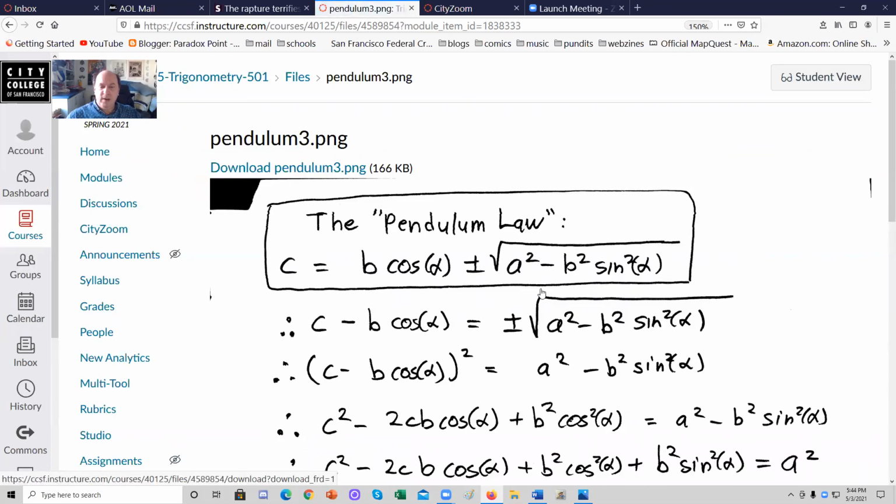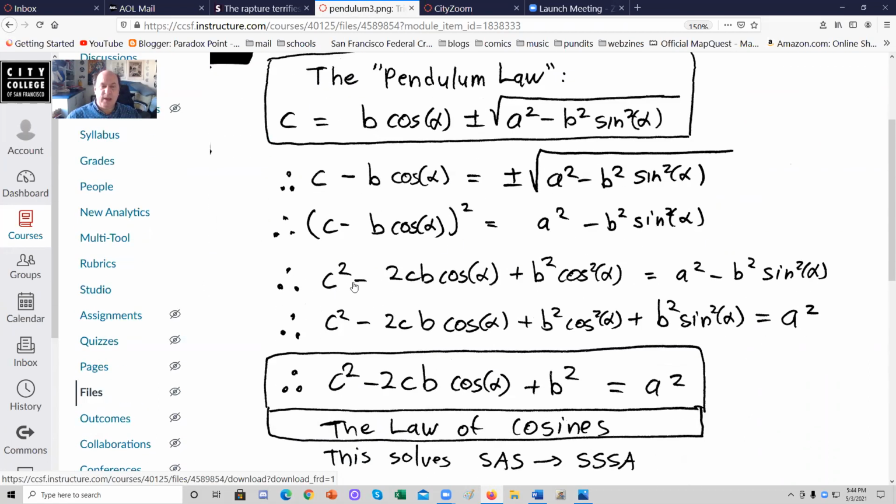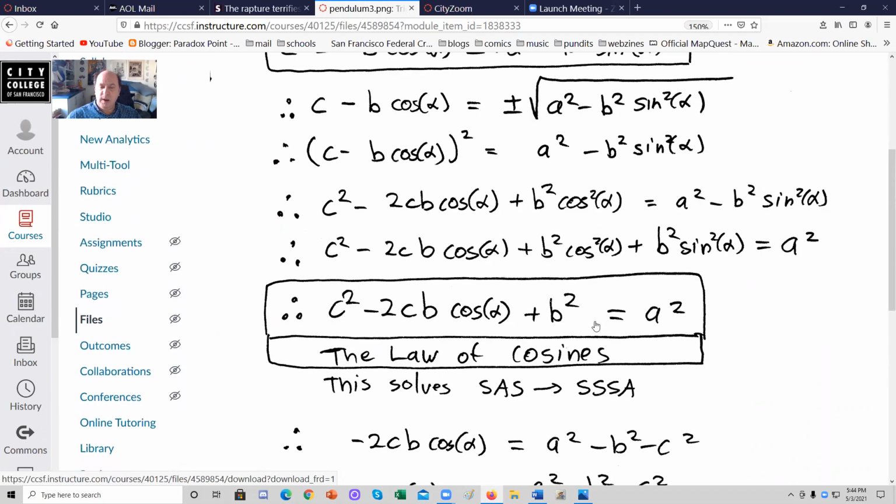Well, from the pendulum law, after a bit of manipulation, we'll get the law of cosines. First transpose B cosine alpha, then square both sides. So A squared minus B squared sine squared alpha equals the square of C minus B cos alpha. This expands out to C squared minus 2CB cos alpha plus B squared cos squared. Transpose the B squared sine squared, so you get this. These two combine to B squared times cos squared plus sine squared, which equals 1. So there we go. C squared minus 2BC cos alpha plus B squared equals A squared. That's the law of cosines, which we've seen elsewhere.